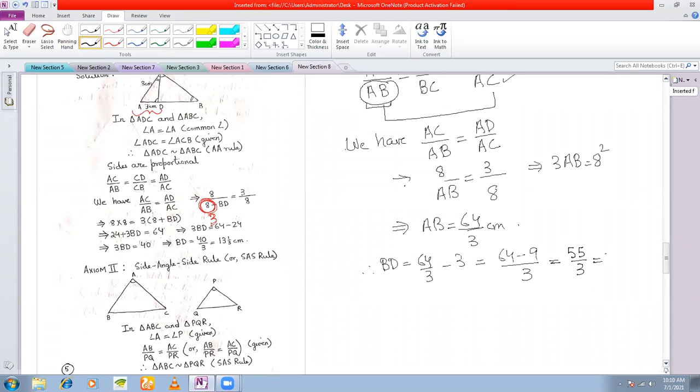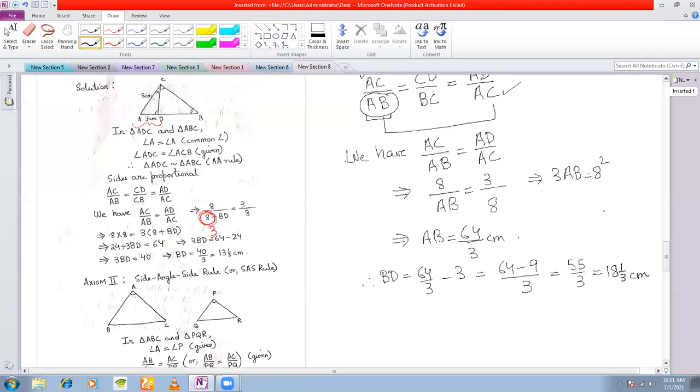So the length of BD here is 18 1 by 3 centimeters. Fine. So this is how you calculate. And this is your type 3 figure. Now type 3 figure, mostly you will face a little bit of problem in writing the proportional sides. So be very careful while writing the proportional sides of type 3 figure. Chances of mistakes are very high in this type of figure.